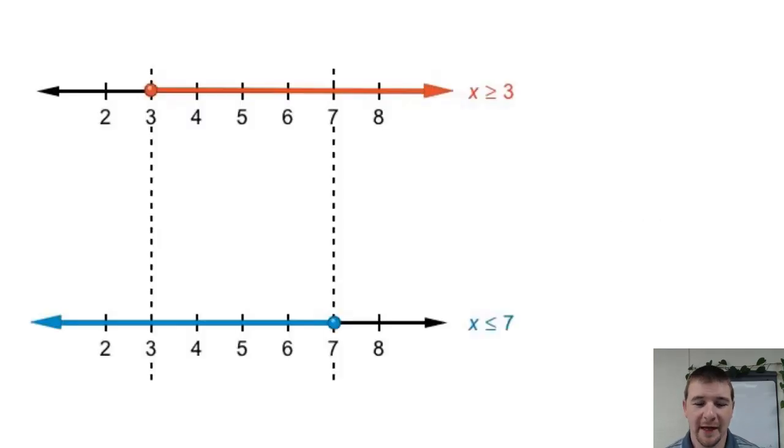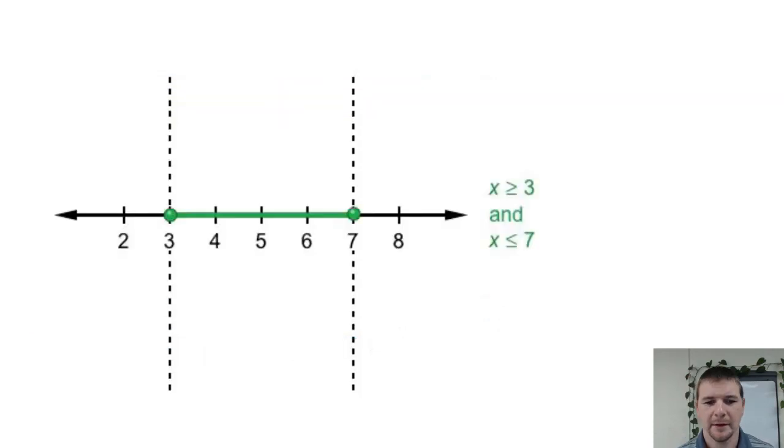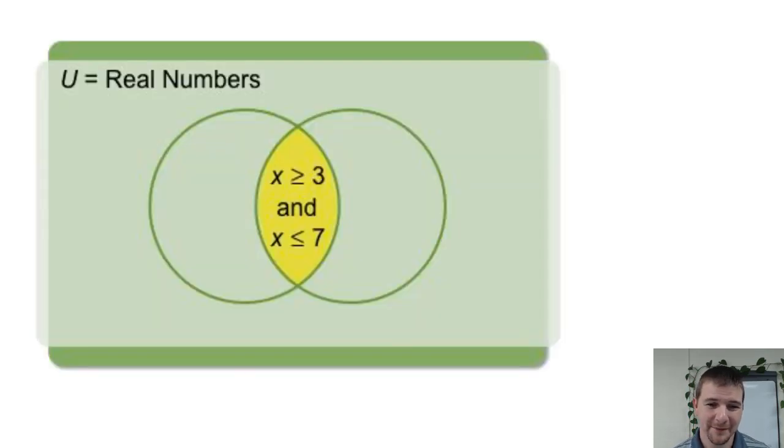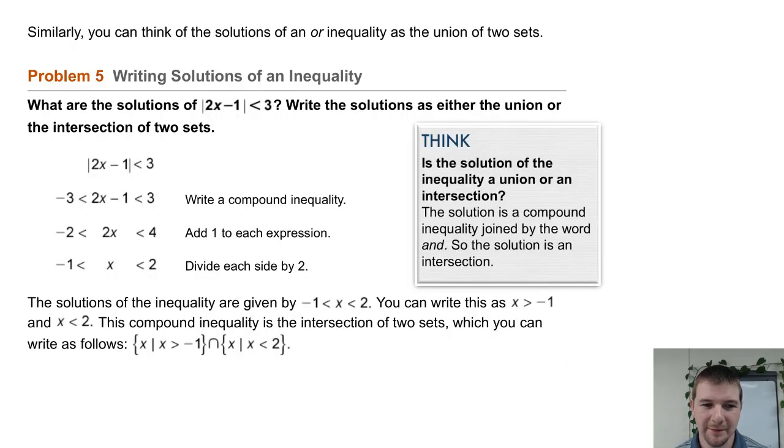Here we have the graph of x is greater than or equal to 3 and the graph of x is less than or equal to 7. This graph represents that intersection of sets: x is greater than or equal to 3 and x is less than or equal to 7. This Venn diagram shows the intersection of the two sets. Similarly, you can think of the solutions of an OR inequality as the union of two sets.